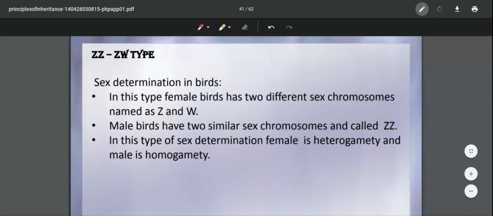So this is what is to be remembered in sex determination. Clear?